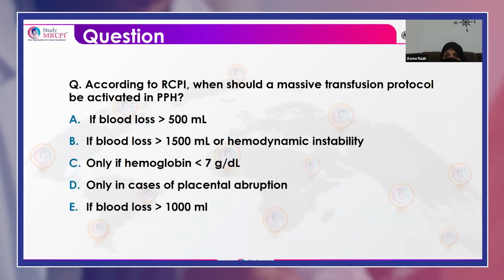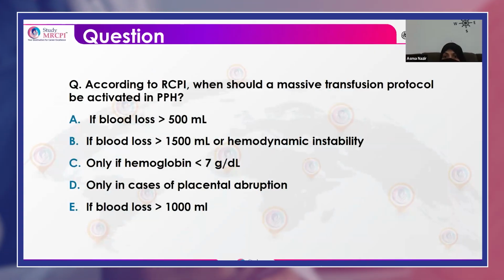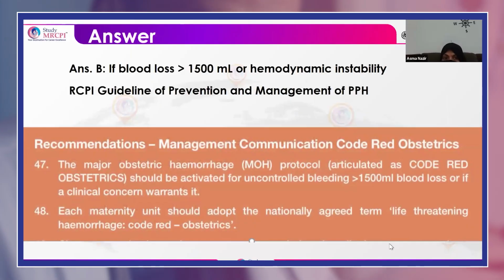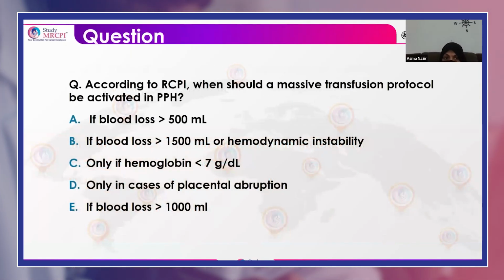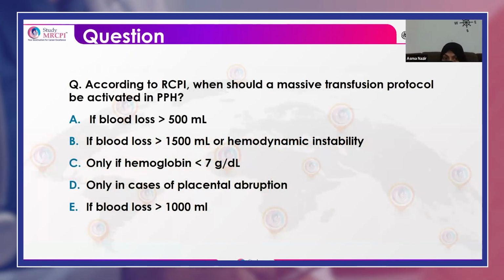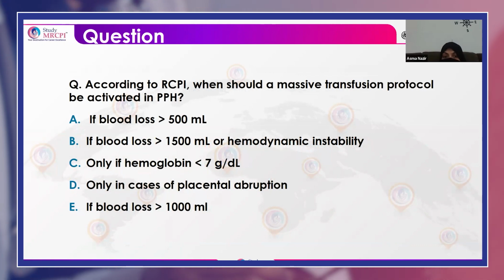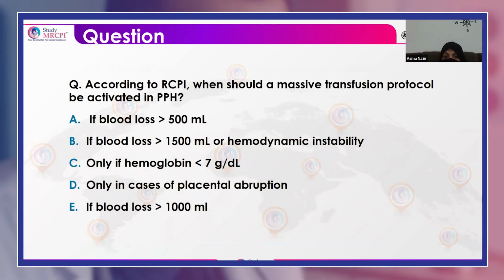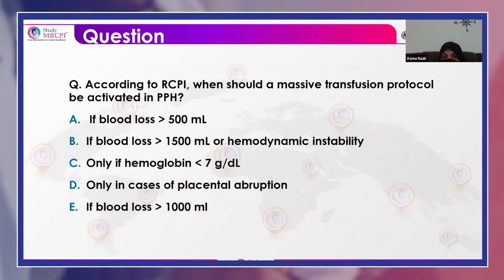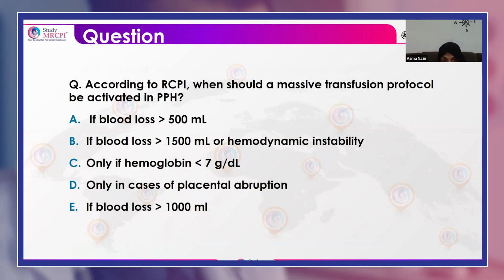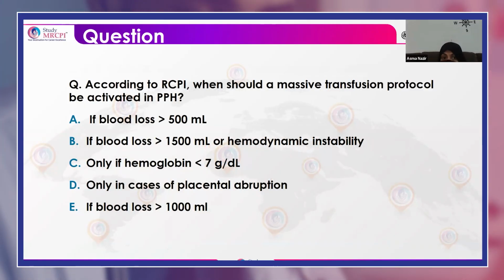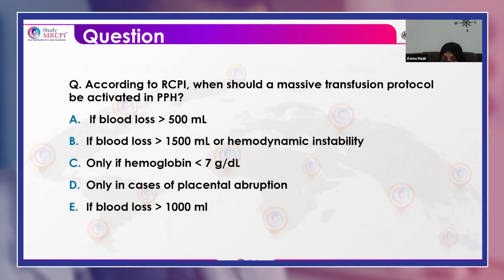Next question is, according to the RCPI, when should a massive transfusion protocol be activated for the PPH? Option A, if the blood loss is more than 500 ml; B, the blood loss is more than 1500 ml or hemodynamic instability; C, only if the hemoglobin is less than 7 gram per deciliter; D, only in cases of placental abruption; option E, if the blood loss is more than 1000 ml. So when are we going to activate the massive transfusion protocol? Let's move on to the answer.